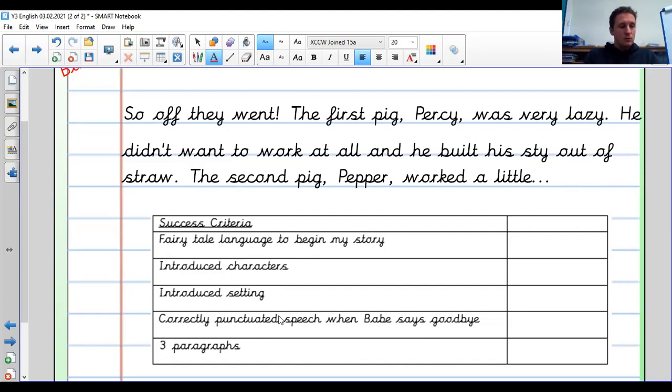And hopefully you spoke about the fact that they built their houses on a lane, all right? So that is also the setting. Did you correctly punctuate the speech where Babe says, "Go, my little ones, and explore the world"? Did you do all of that bit correctly?